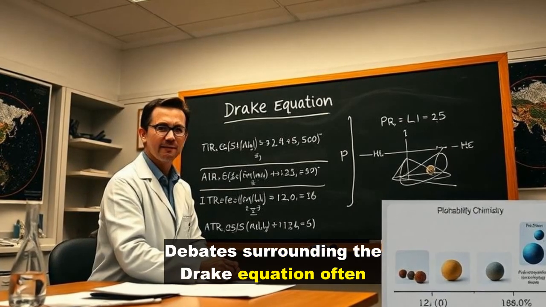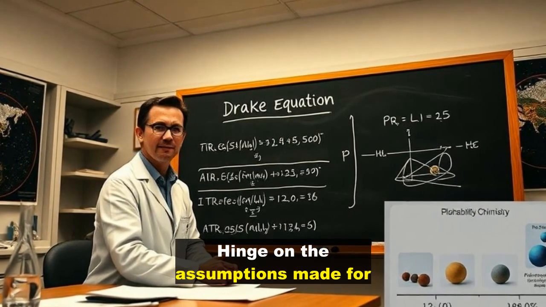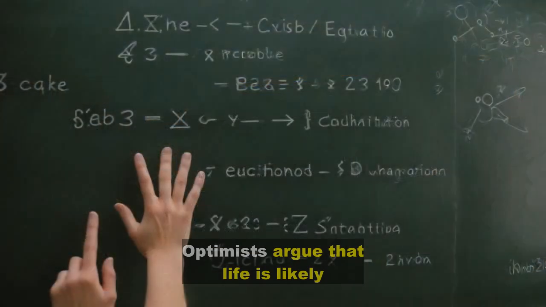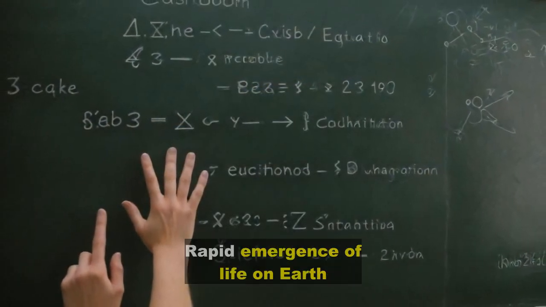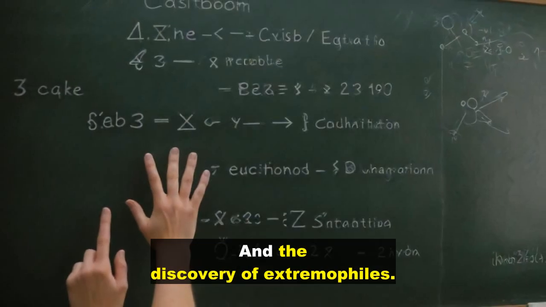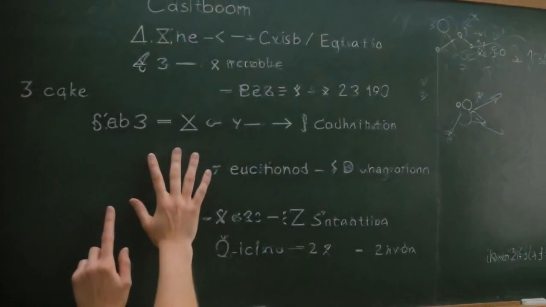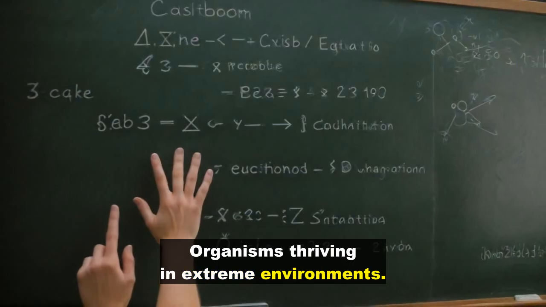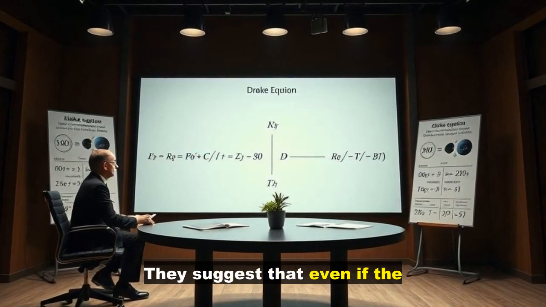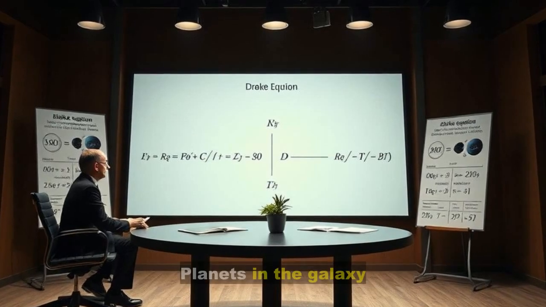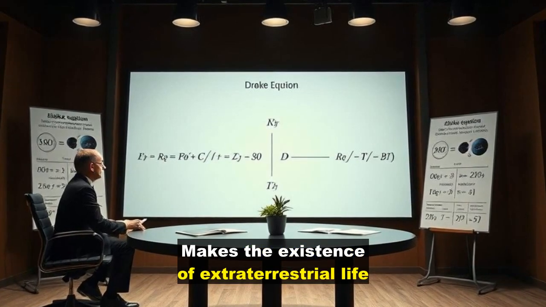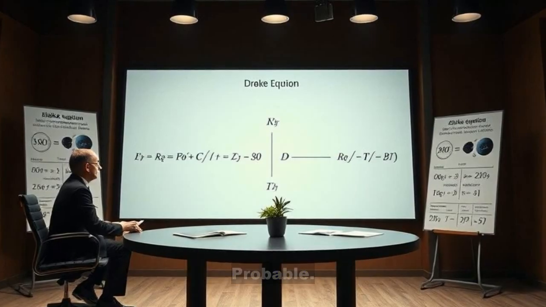Debates surrounding the Drake equation often hinge on the assumptions made for each variable. Optimists argue that life is likely to be abundant, pointing to the rapid emergence of life on Earth and the discovery of extremophiles, organisms thriving in extreme environments. They suggest that even if the chances for each step are low, the sheer number of stars and planets in the galaxy makes the existence of extraterrestrial life probable.